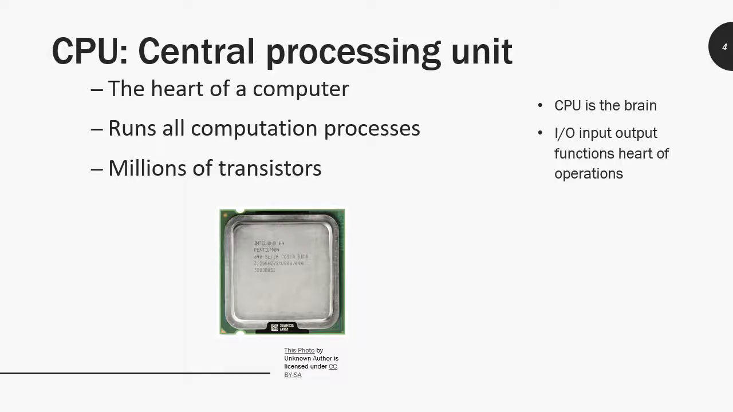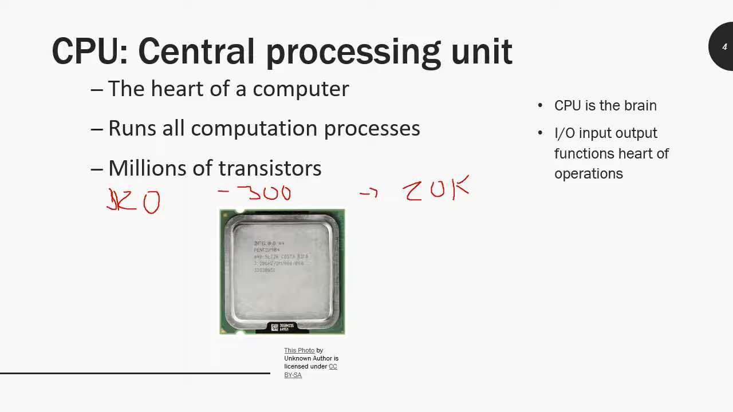This is a central processing unit. This is the heart of the computer. It runs all the computation processes, and it's built from millions of transistors. This is a very complex architecture. Some chips can be worth $20. Mid-range chips can be $300, and high-end server-grade chips can be worth up to 20 grand. It's almost as much as a car.